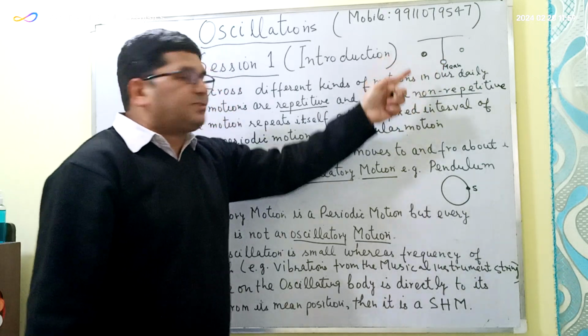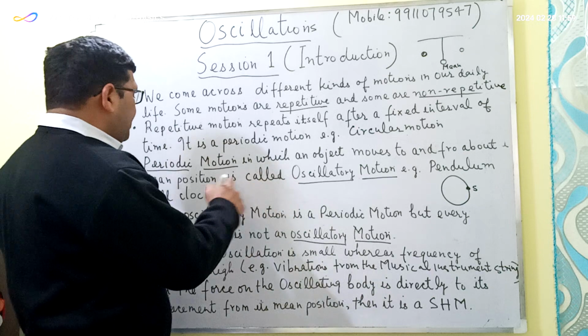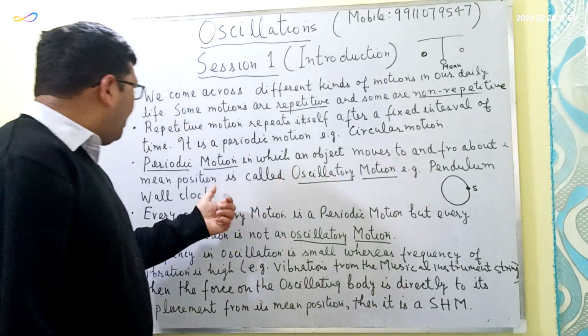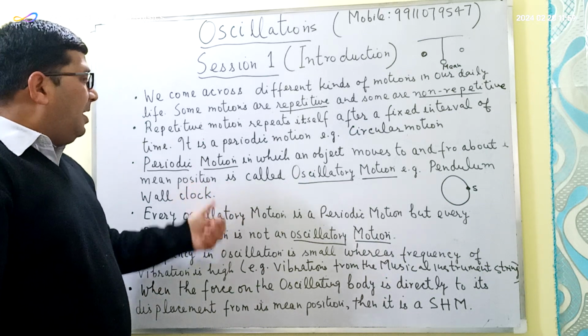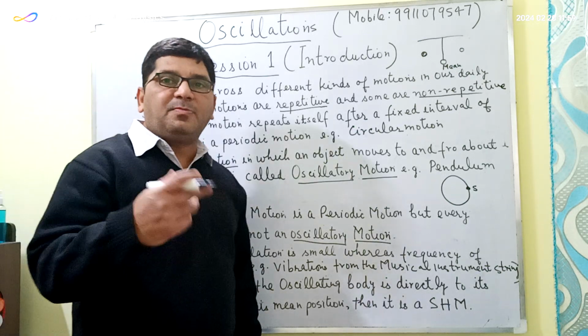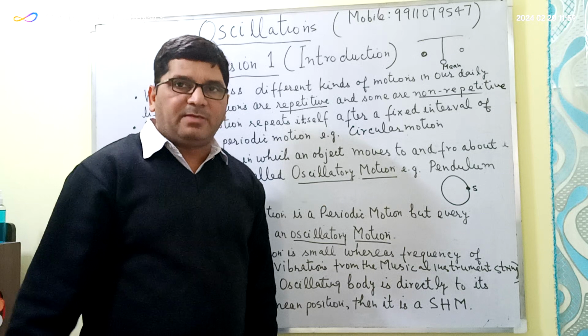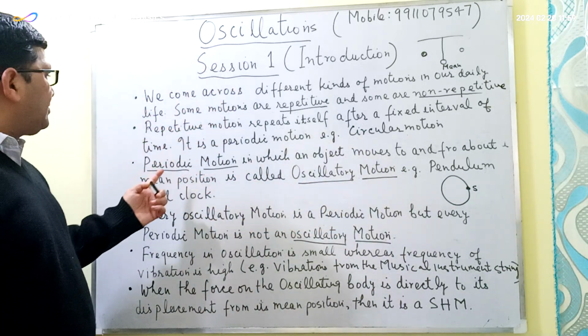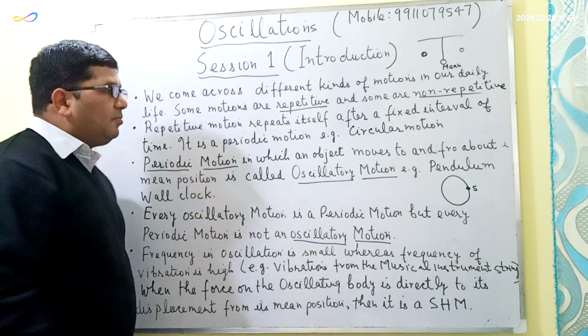So this is called an oscillatory motion, and oscillatory motion is also a periodic motion because here an object is moving to and fro about a mean position, and the motion is getting repeated after a fixed interval of time. So therefore oscillatory motion is a periodic motion, or you can also call it a repetitive motion.